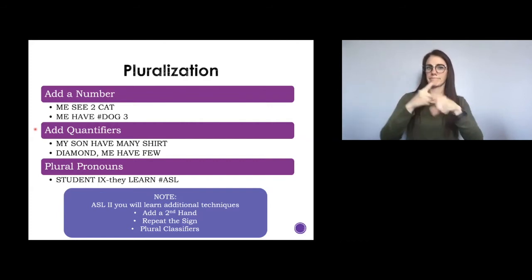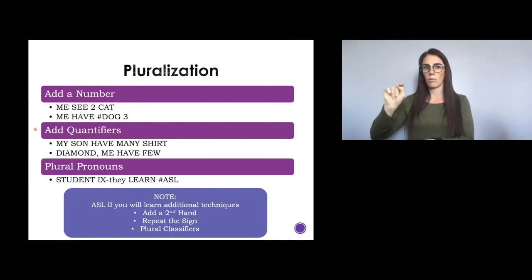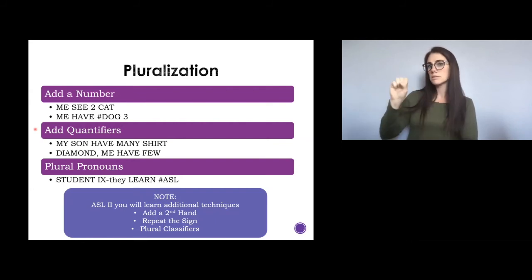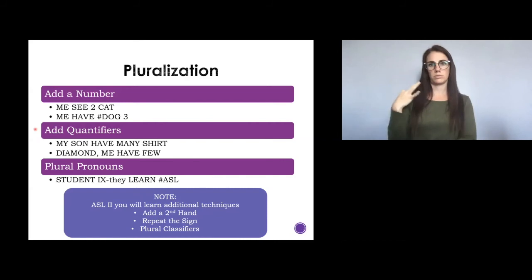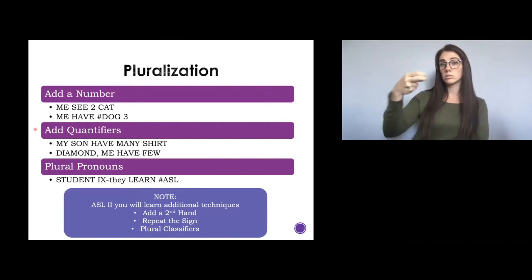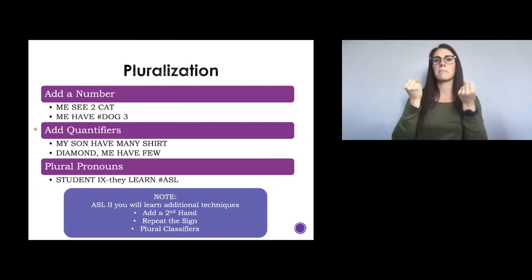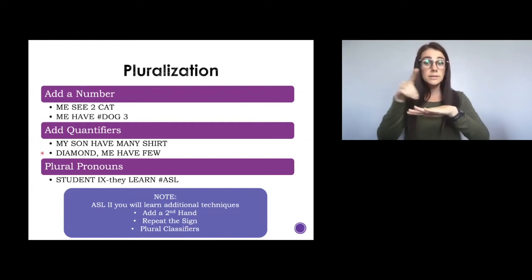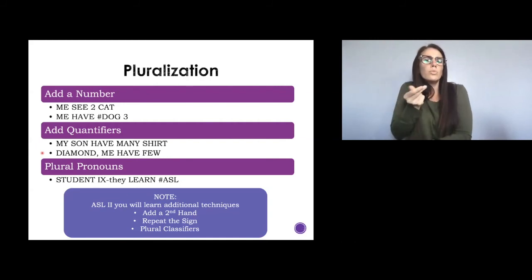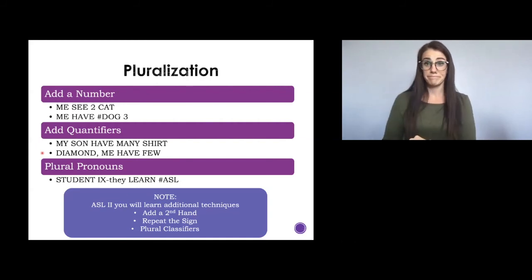Another way that we can show pluralization is that you can use what's called a quantifier. So those are signs like the sign for many, the sign for some, the sign for a few. So my son, he have many shirt. And that becomes that sign for shirt. If I want to make it shirts, I add that sign many to it. Okay, another example would be diamond, me have few. Few. Okay, and again, that becomes I have a few diamonds.